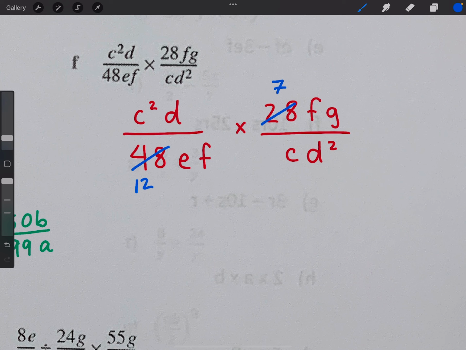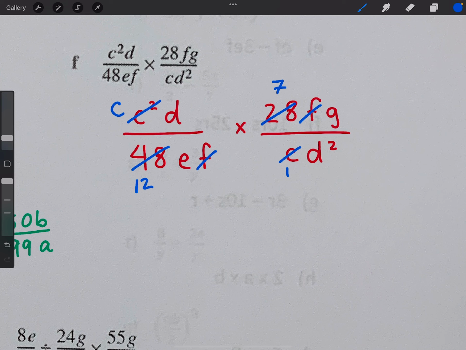Okay, now let's look at the letters. You've got, at the top here, C squared, and you've got C. I can divide them both by C. So if I divide the bottom by C, I get just 1. Divide top by C, I get just C. What else have we got? We can divide top and bottom by F. They're both gone. And that is about it.